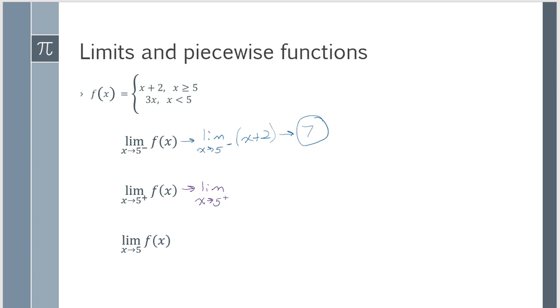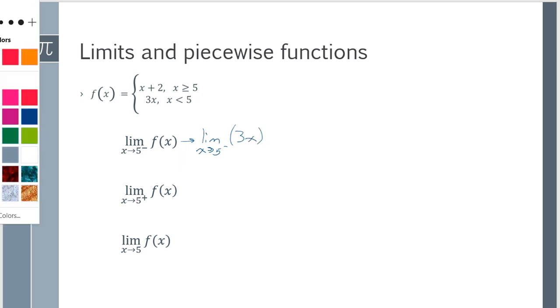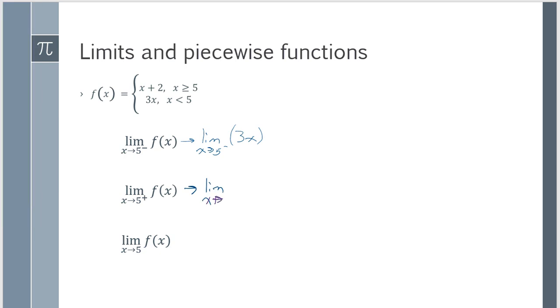Whoops, I made a mistake here. Let me go back and fix my mistake. Drawback of doing this on a video instead of in front of students. I used the wrong piece here when I was going from the left. 3x is for when I'm smaller. And x is approaching 5 from the right. x plus 2 is when x is bigger than 5. So then this would be 7, and I can do substitution here.